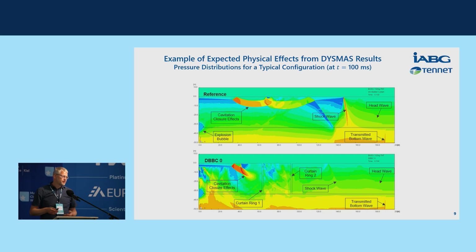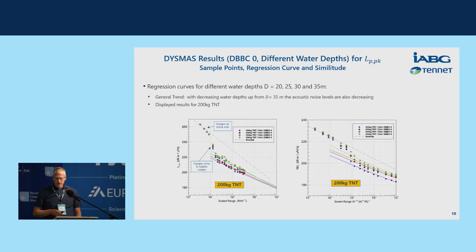So that's a good sign. The bubble curtain does its work. So it's really mitigating the shock wave. And what you can also see here is that the subsequent cavitation effects are much more reduced than for the reference case.